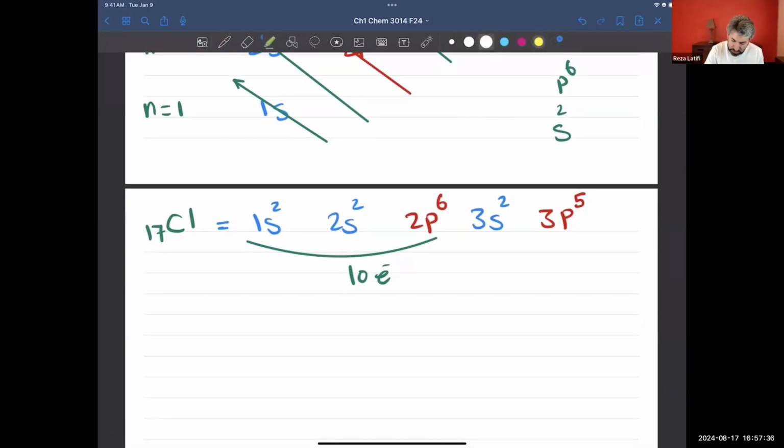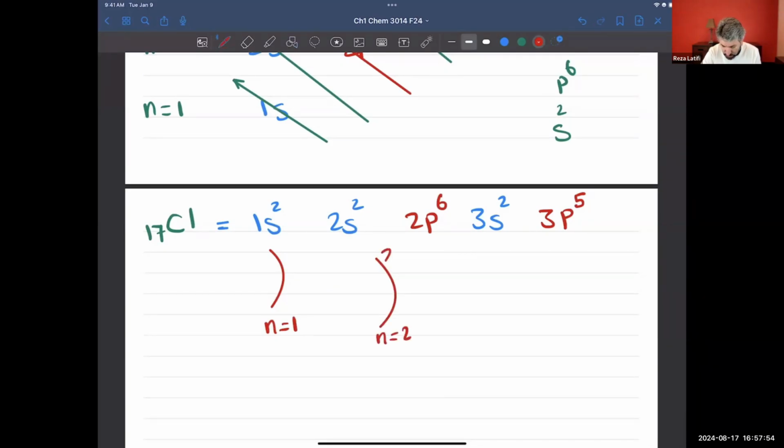So I'm going to erase this area for a second. Okay, let me erase this. So we said the first layer, n equals 1, has 2 electrons. The second layer, n equals 2, we have 2s, 2, plus 2p, 6. That means it's 8 electrons. But the third layer, n equals 3, we have 3s with 2 electrons plus 3p with 5 electrons.